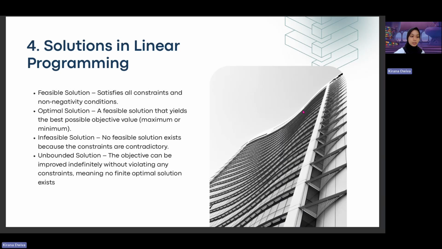Solutions in linear programming. There are 4 solutions in linear programming. The first one is feasible solution, which satisfies all the constraints and non-negativity conditions. Second one, optimal solution, a feasible solution that yields the best possible objective value, can be maximum or minimum. The third one, infeasible solution: no feasible solution exists because the constraints are contradictory. And the last one is unbounded solution: the objective can be improved indefinitely without violating any constraint, meaning no finite optimal solution exists.